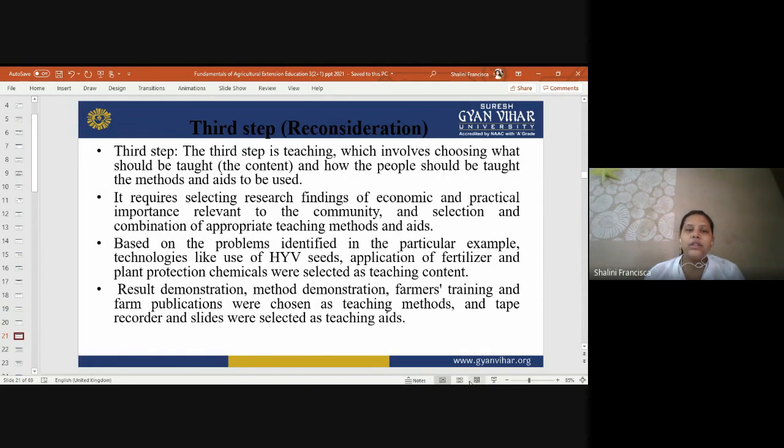And then reconsideration. After we have collected the data, revised that data, implemented it a little bit, and also saw some of the lacks in that, we will reconsider. We will again go for collection of the facts, then evaluate it, and then implement again. Like I have already told about the high variety seeds, the fertilizer application and other basic technologies that are used in the rural environment.